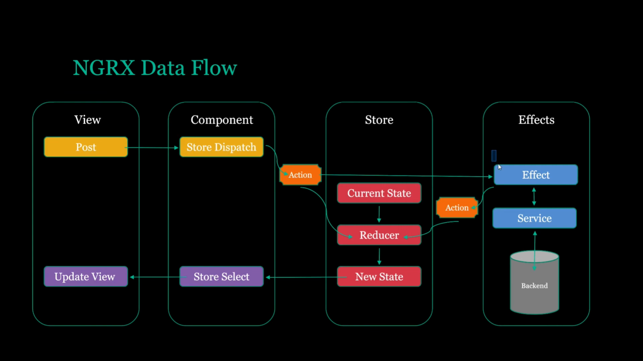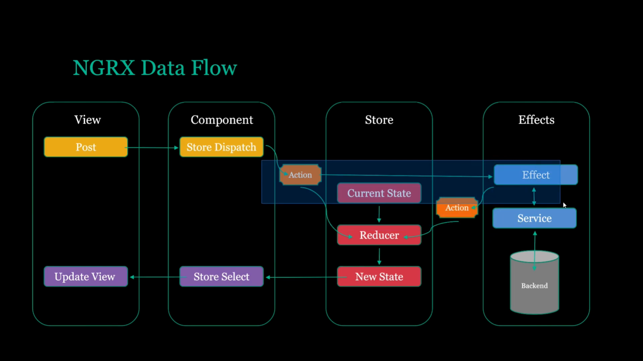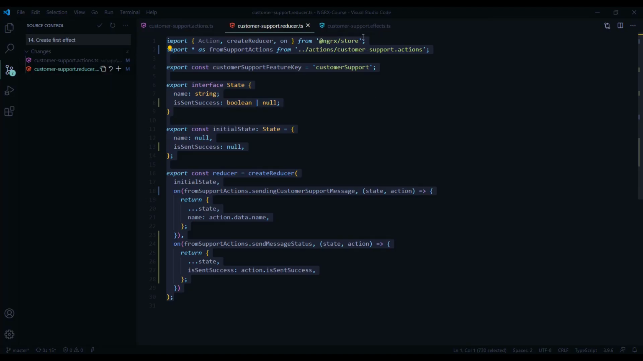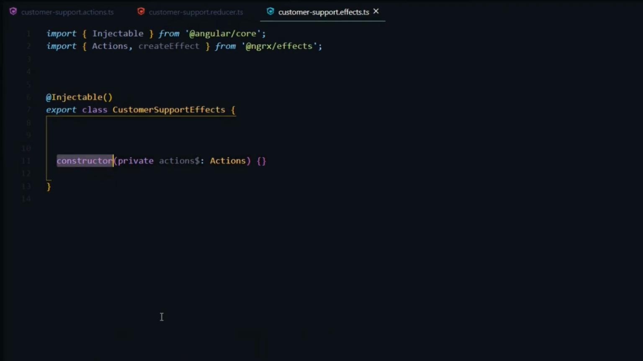Now we're ready to work inside the effect file. And what we're going to do is bring in our service into the constructor. Then also we're going to need to import our actions so we can listen to them and dispatch them. So we'll need to bring them into our effect file as well. Inside the customer support effect, the first thing we'll want to do is bring in our service into the constructor. I'll add that on to the end here.